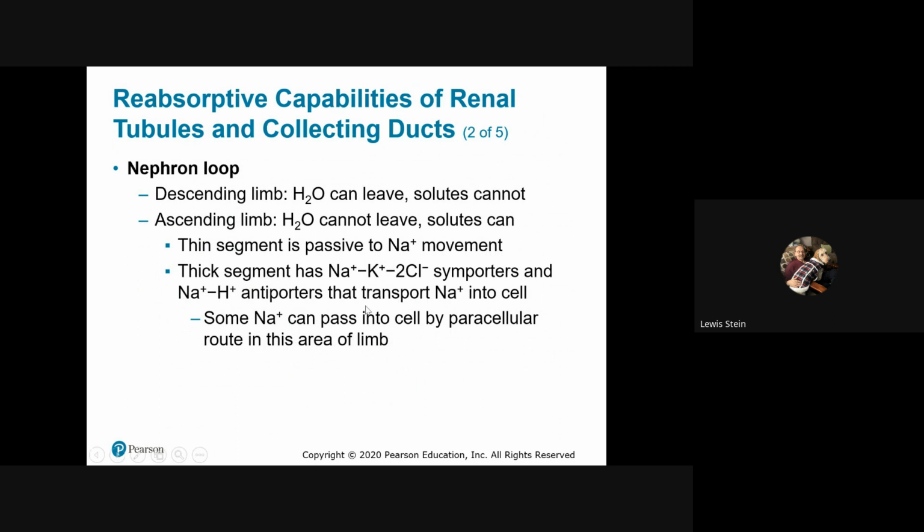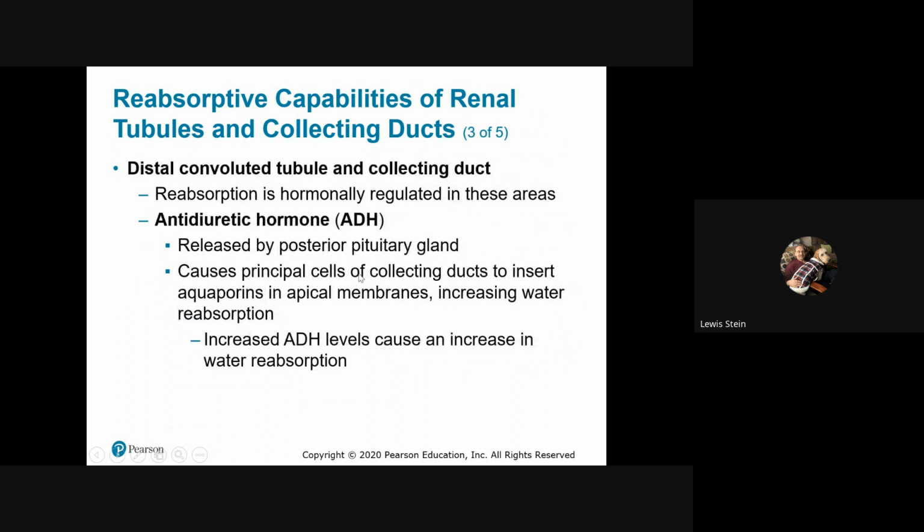The loop, the descending limb, the thin limb, as they call it, only water can move. The thick limb that ascends, water can't move. It's too thick for water to get through. But we can actively transport sodium and chloride. And that's consistently there.